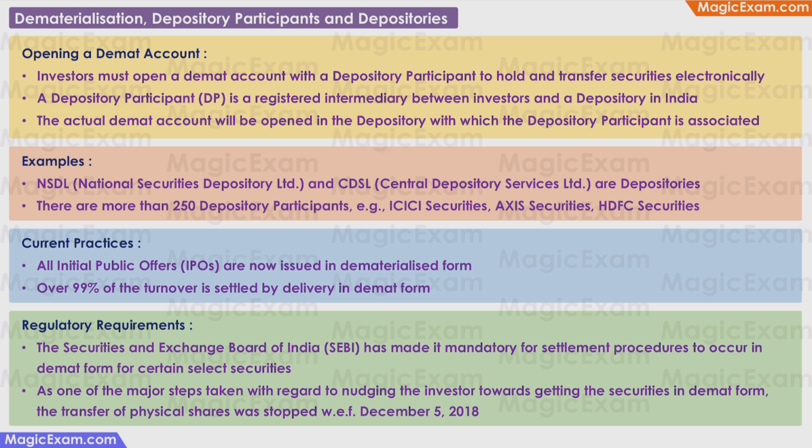There are two depositories for equity shares: NSDL, which is National Securities Depository Limited, and CDSL, that is Central Depository Services Limited. There are more than 250 depository participants like ICICI Securities, Axis Securities, HDFC Securities, etc. When a Demat account is opened with a depository participant like ICICI Securities, it is actually registered with either NSDL or with CDSL.